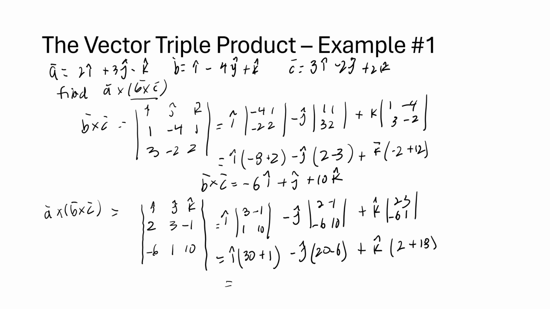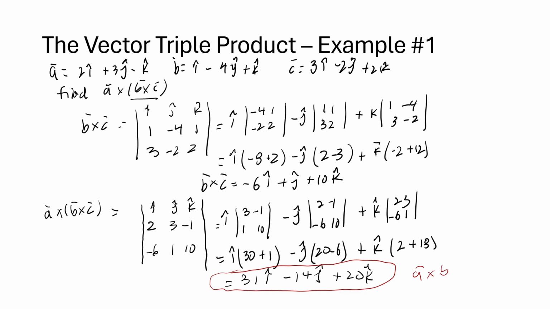So that's going to give us 31i minus 14j plus 20k. Yeah, 18 plus 2 is 20. 20 minus 6 is minus 14, and we got a minus. Okay, so there's our answer. That is going to be A cross B cross C.